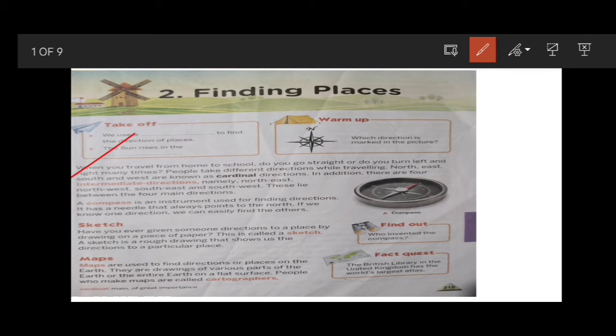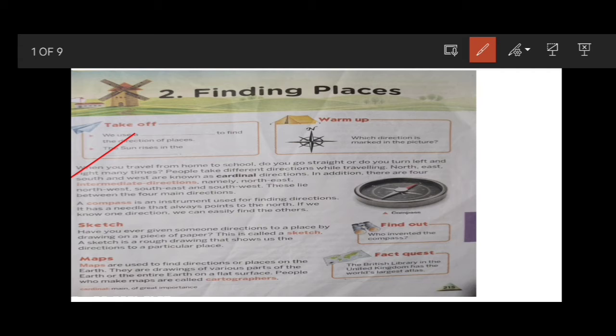When you travel from home to school, do you go straight or do you turn left and right many times? People take different directions while traveling. North, east, south and west are known as cardinal directions. In addition, there are 4 intermediate directions, namely northeast, northwest, southeast and southwest. These lie between the 4 main directions. A compass is an instrument used for finding directions. It has a needle that always points to the north. If we know one direction, we can easily find the others.